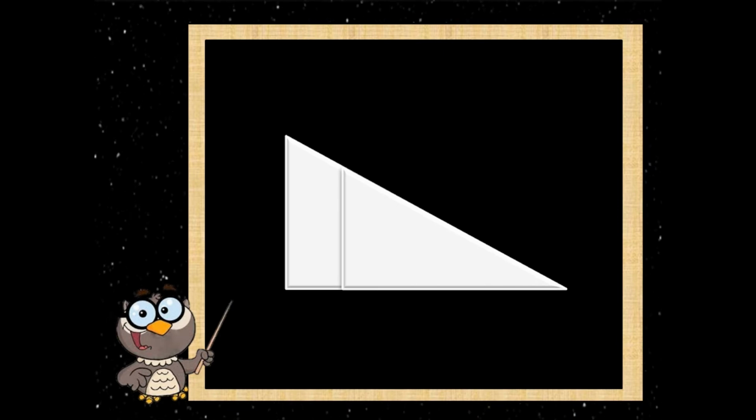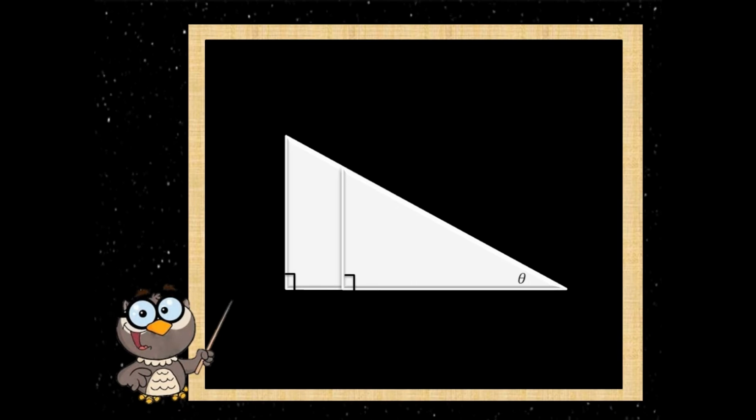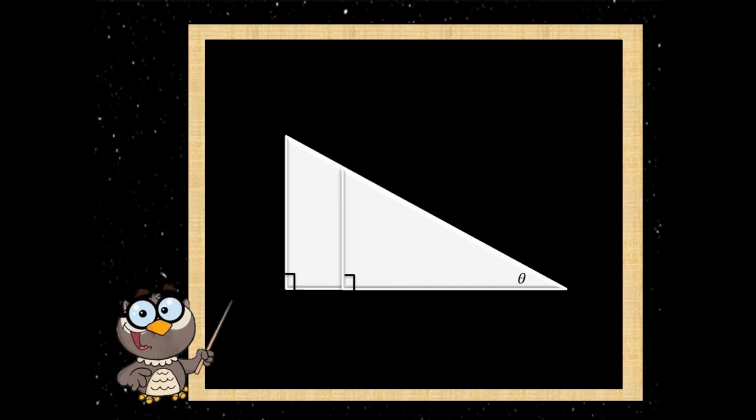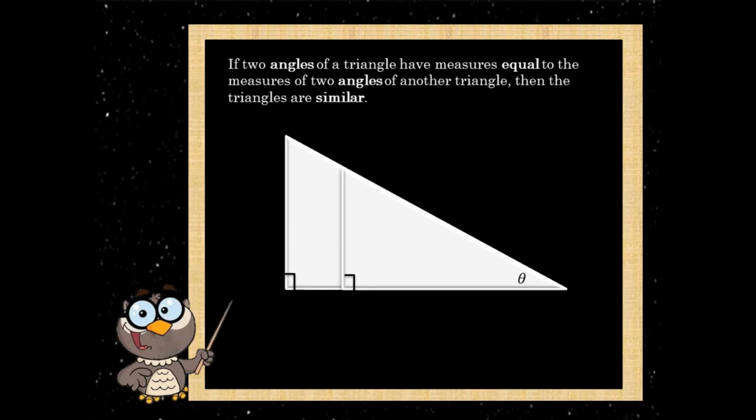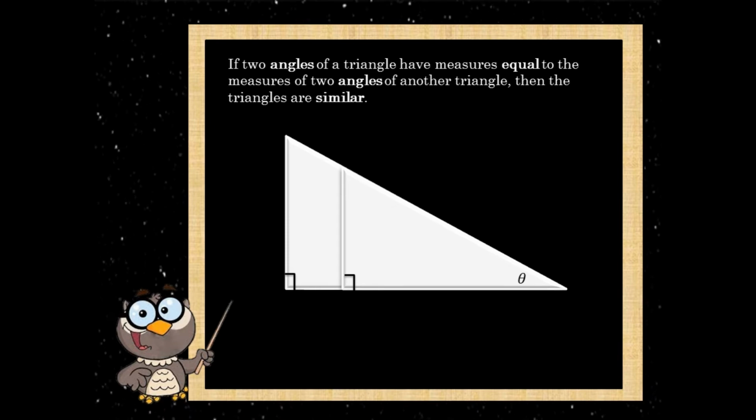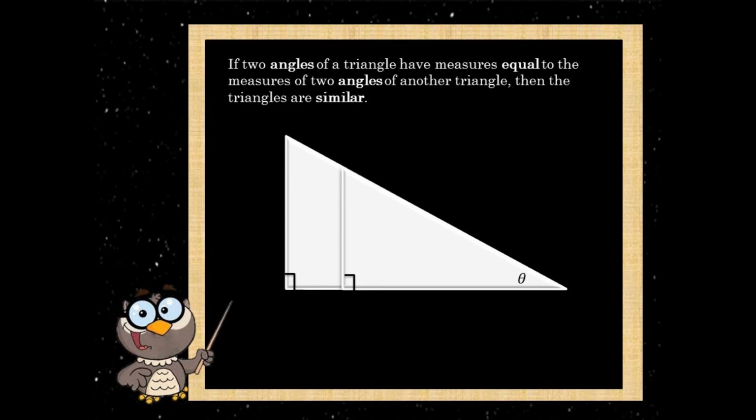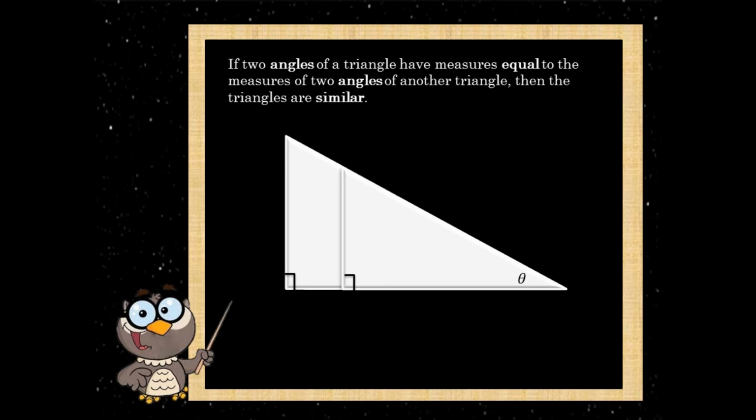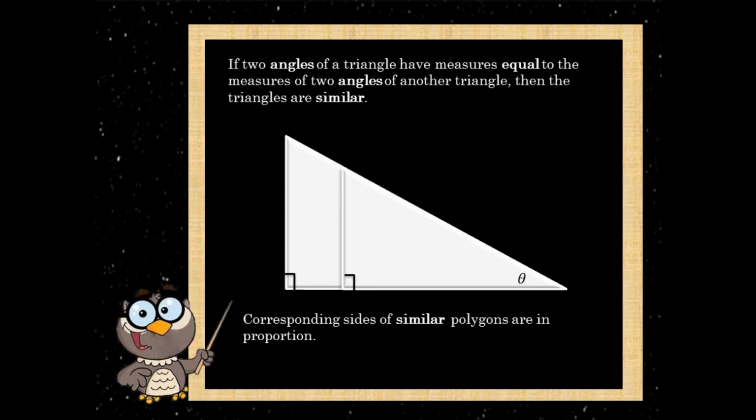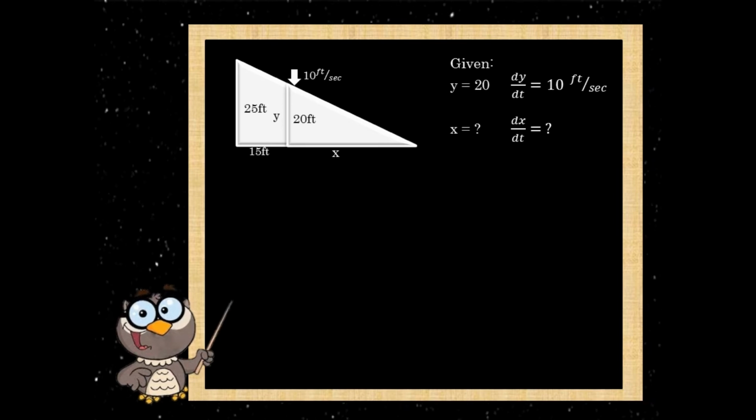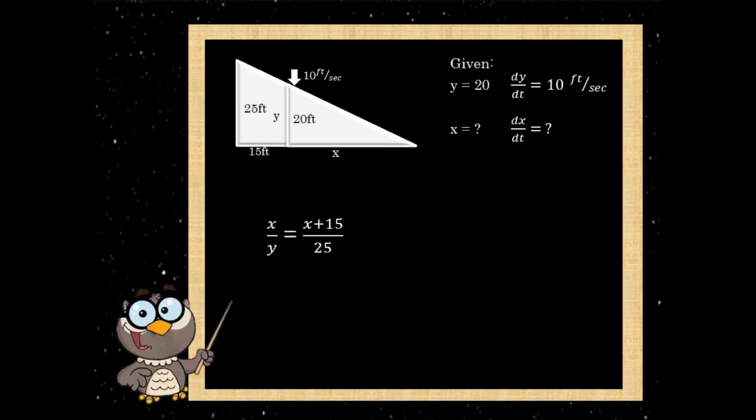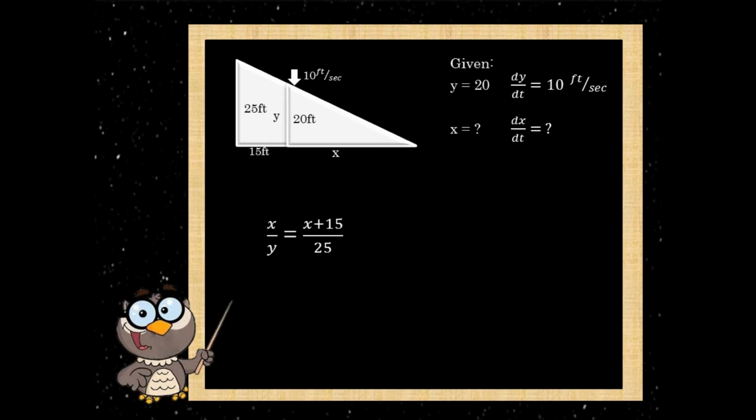The two triangles here both have right angles, and they also share the same angle. According to this theorem, if two angles of a triangle have measures equal to the measures of two angles of another triangle, then the triangles are similar. Which explains that these two triangles are similar triangles. Moreover, corresponding sides of similar polygons are in proportion. So now we can say that x over y is equal to x plus 15 over 25. This is the ratio of the corresponding sides of the two triangles.